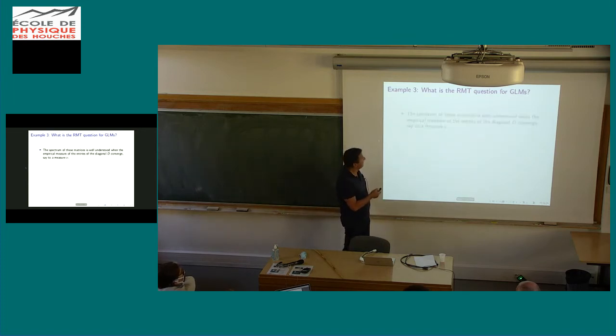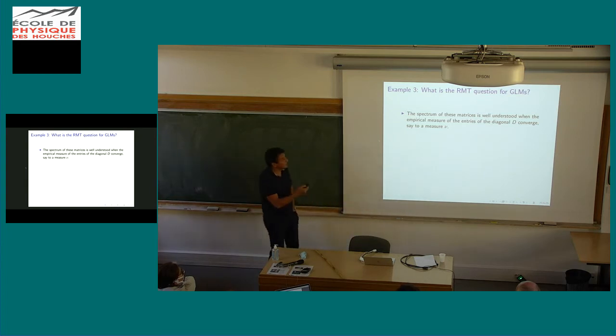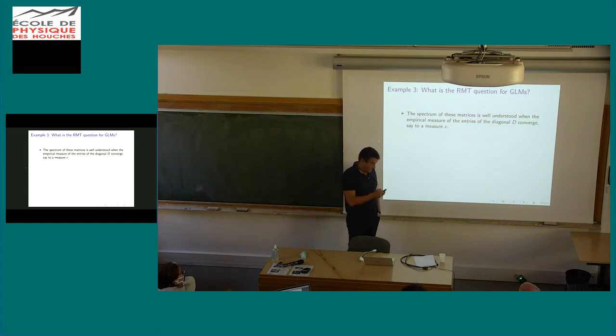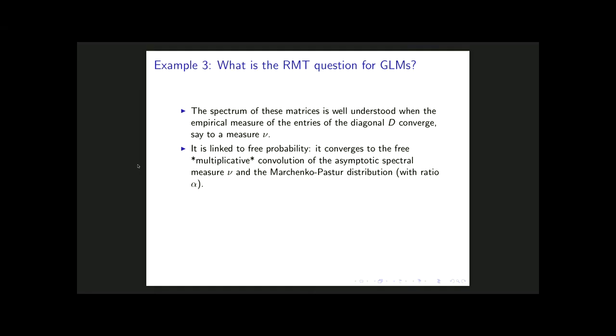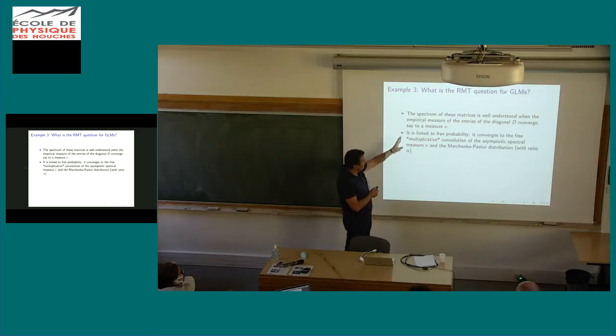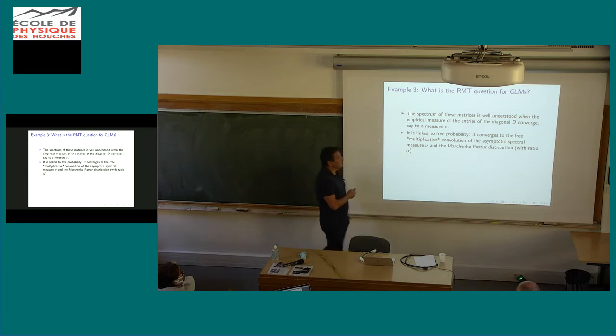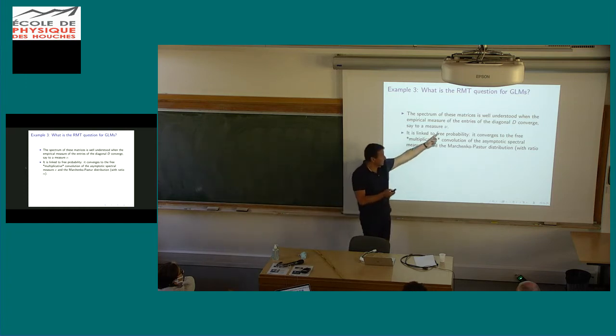And so the spectrum of this matrix is well understood when the empirical measure of the entries of the diagonal converges. This is the theorem that Alice mentioned. This D, again, is S S star in her notation, essentially. It is linked, of course, to free probability. The limit is the free multiplicative convolution of this asymptotic spectral measure and of the Marchenko-Pastur distribution with ratio alpha.